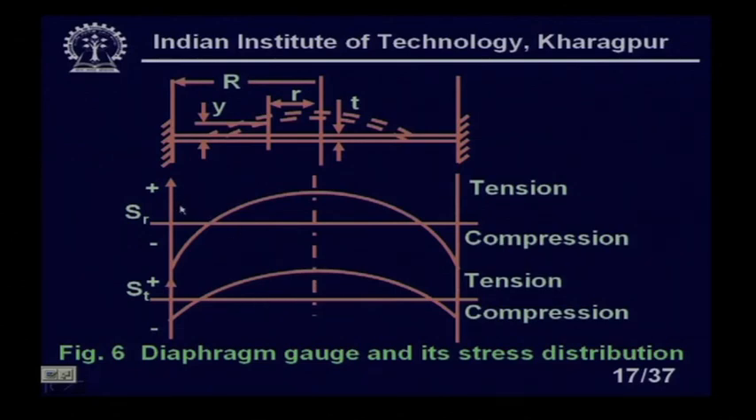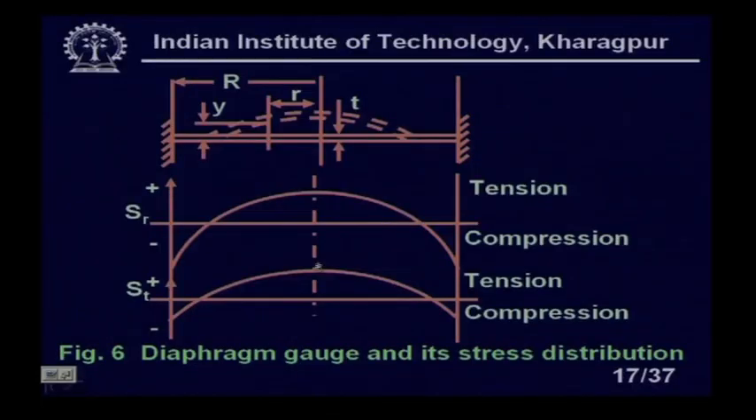Why I am telling you that is very much important. Again, the radial stress is maximum at the circumference. So, we will put two sensors at the circumference which will sense the radial strain, and we will put two sensors at the center which will sense the tangential stress. There is a particular strain gauge available for that, which is called strain gauge rosette. We will come to the details of that. So, this is our diaphragm gauge and stress distribution.